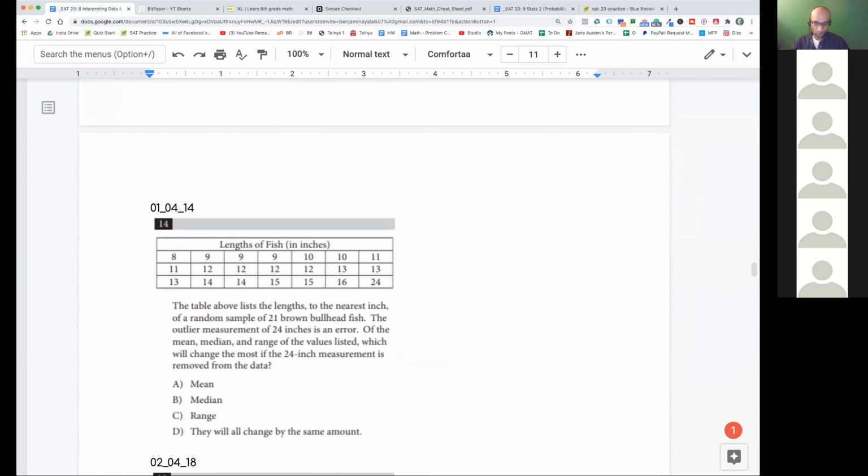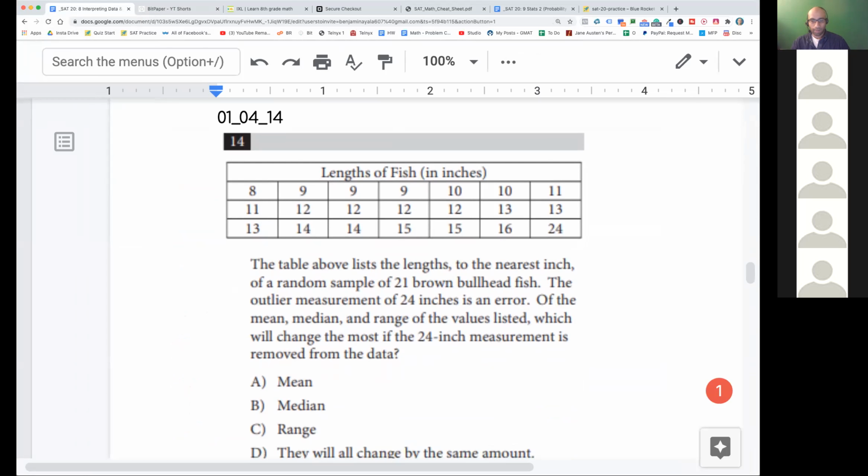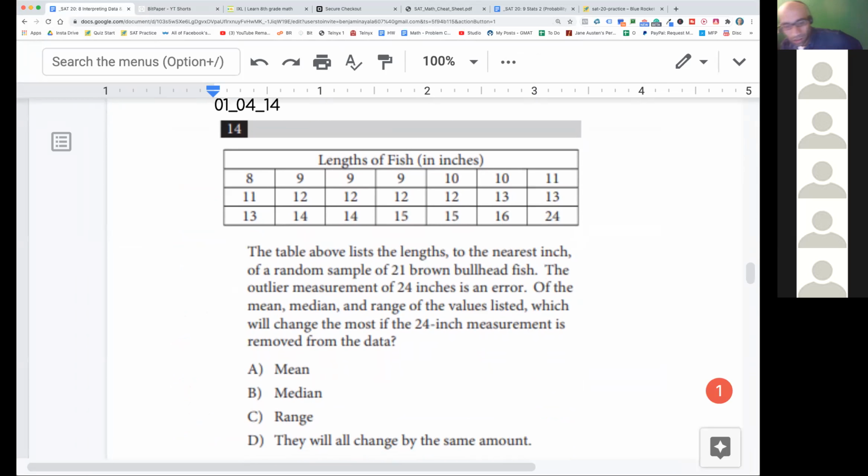Yeah, this one, super easy. The outlier, right? Read the problem, see what you get the answer to be. You kind of almost know the answer because we already talked about the outliers. But in this case, you can see the length of the fish starts from 8, goes all the way until 16, and then there's 24. So 24 is kind of the outlier right here.